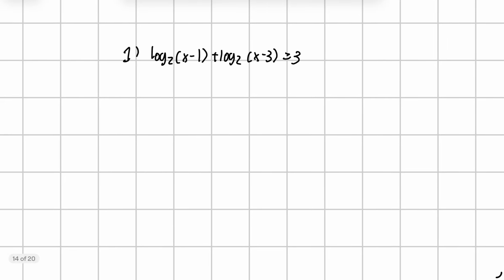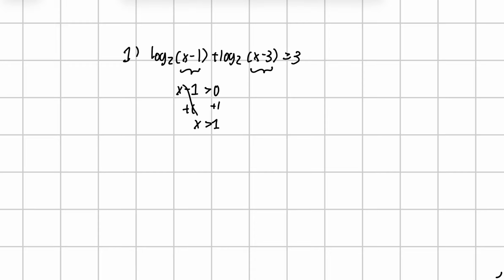Now let's do some examples. Let's say we have log base 2 of x minus 1 plus log base 2 of x minus 3 is equal to 3. The first step we must take is checking the domain. So x minus 1 is something that's inside, so that has to be greater than 0. Adding 1 to both sides, x must always be greater than 1.